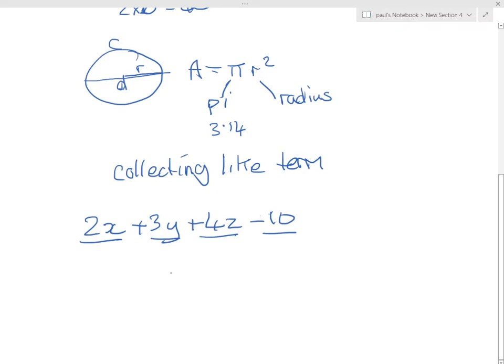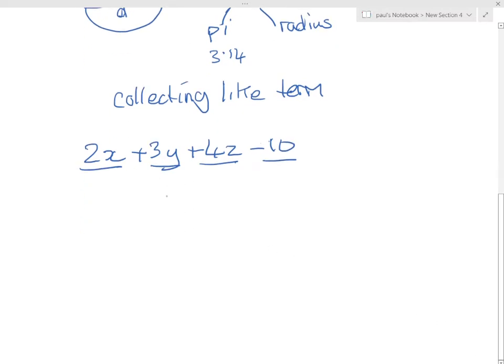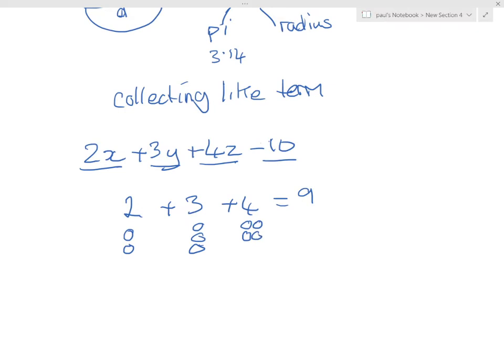Now, when we collect like terms, what we're doing is we're putting everything that is the same together. For example, if there were no letters and we just had 2 plus 3 plus 4, we just add them all together to get 9. So it's like you've got 2 counters, 3 counters, and 4 counters spread out all over the table, and you're just gathering them up together to be one big pile of 9 counters.